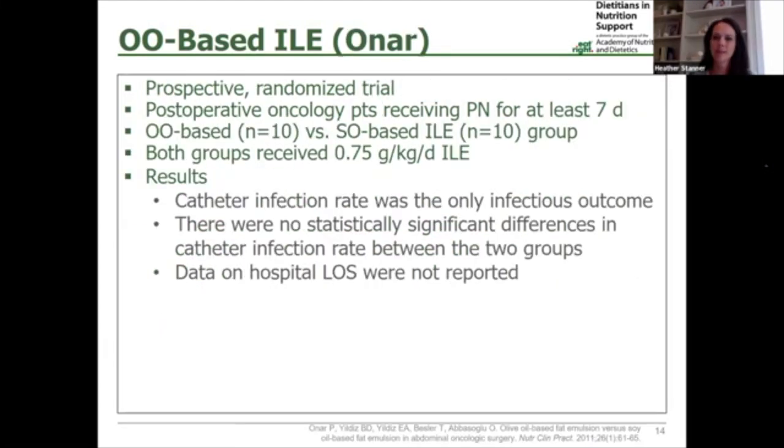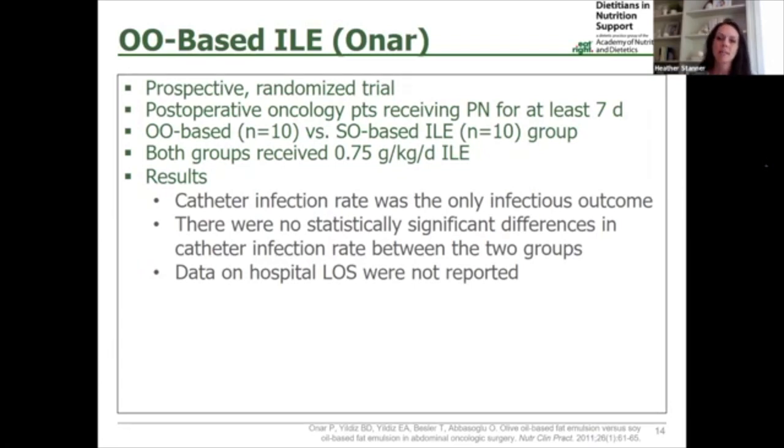And the last study comparing olive oil-based ILE to soy oil-based ILE and infectious outcomes was a study in 2011 by Onar. This was a Turkish study. It was a prospective randomized trial in oncology patients who underwent surgery. They received parenteral nutrition for at least 7 days. This was a small study. There were only 10 patients in each group, and they both received 0.75 grams of lipid per kilo per day.